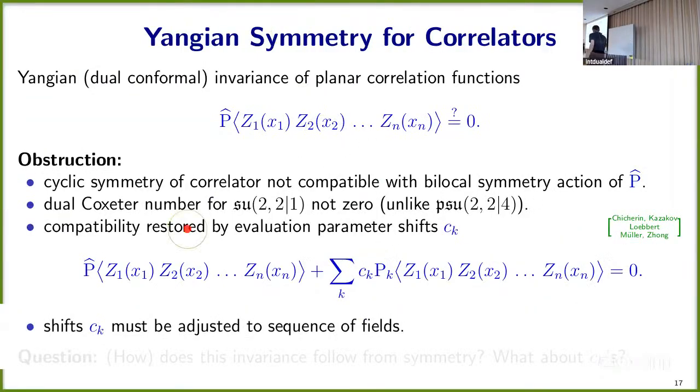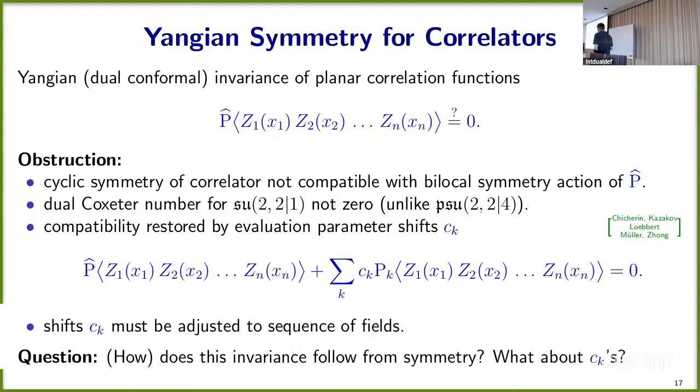However, you can restore that by using some evaluation parameter shifts. That is, if in addition to how you normally act, you add certain contributions where you act with the momentum generator on any of the external legs, you just have a shift transformation there, with certain coefficients that you have to adjust to your charges, then you can actually restore this symmetry. So in that sense, you can get Yangian symmetry for correlators in this model.